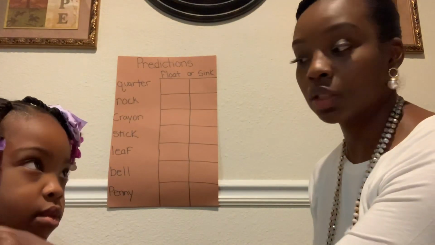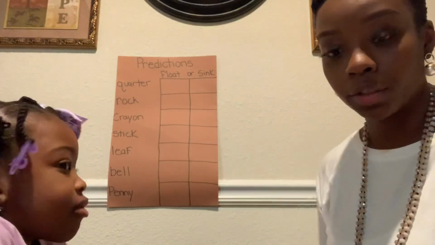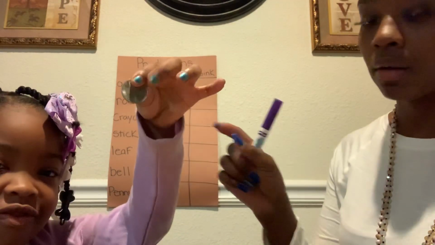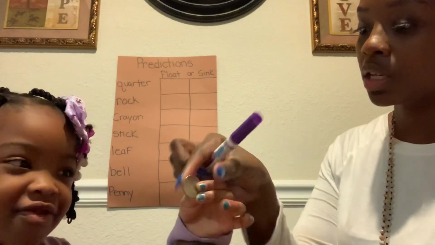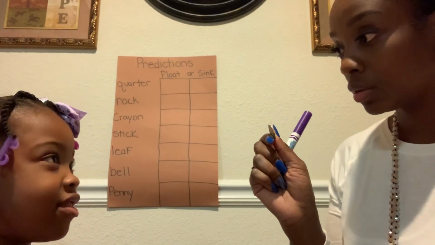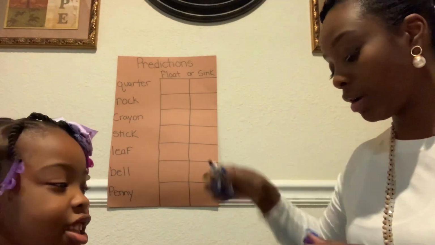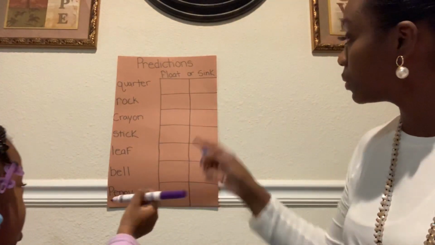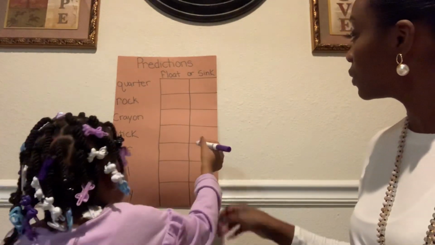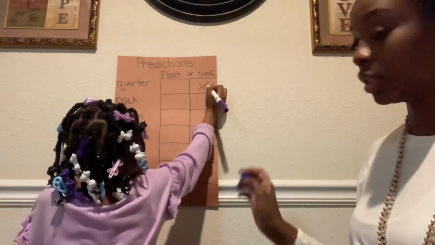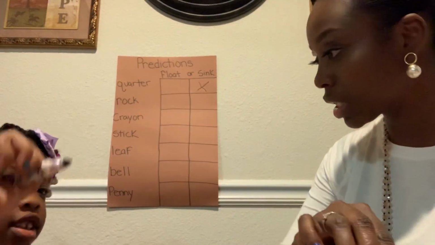All right, friend. So first what I want you to do is find the quarter. Hold it up. All right. So what do you think this quarter is going to do? Do you think it's going to sink or float? Sink. You think it's going to sink? All right. Well, then I want you to draw your X up here on sink. Good job. Thank you so much. Why do you think it's going to sink?